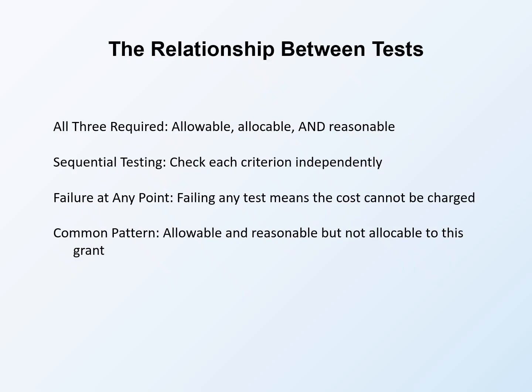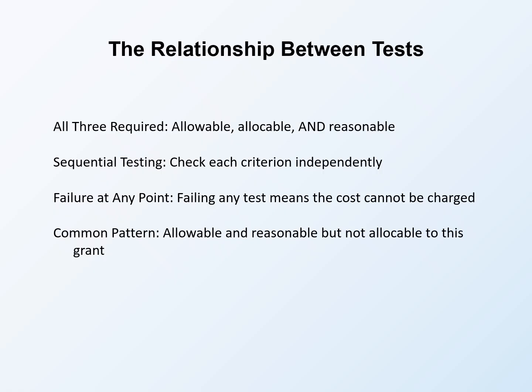Understanding how the 3 cost tests relate to each other clarifies the overall framework for grant expenditure decisions. Every cost must pass all 3 tests to be charged legitimately to a grant. A cost must be allowable, meaning the type of expense is permitted. It must be allocable, meaning it benefits this specific project. And it must be reasonable, meaning the amount is appropriate given the circumstances. All 3 conditions must be satisfied simultaneously.